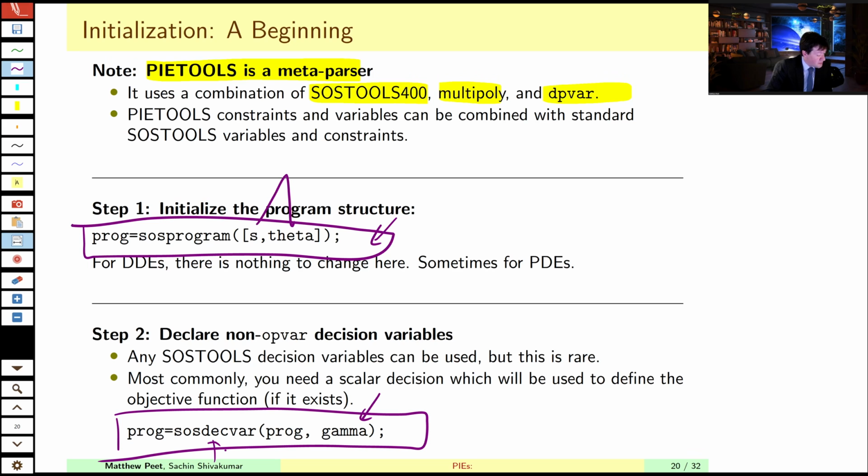and so we want to declare it to be a decision variable using this SOS decision variable argument. Now, the SOS tool structure is such that once you've created this program structure, you have to pass it back and forth whenever you add a variable or a constraint. So you give it your current program structure, it adds that variable or that constraint, and then passes it back to you with that constraint. So you can actually create branches if you want to rename these things or something.